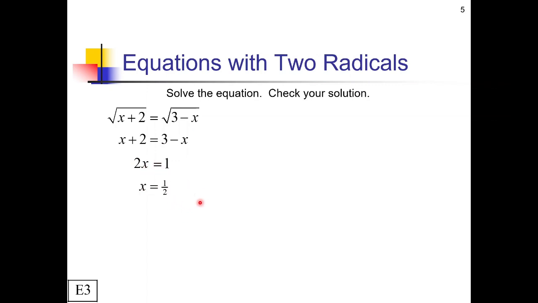Now let's check our answer. So we've got 1/2 plus 2 and 3 minus 1/2 inside square roots. This is going to be 5 over 2 on the left side inside a square root. And over here we've got, let's see, 6/2 minus 1 is also 5/2. And we could square root both of these, but if you square root the same thing, you end up with the same final answer. So this is a good answer.